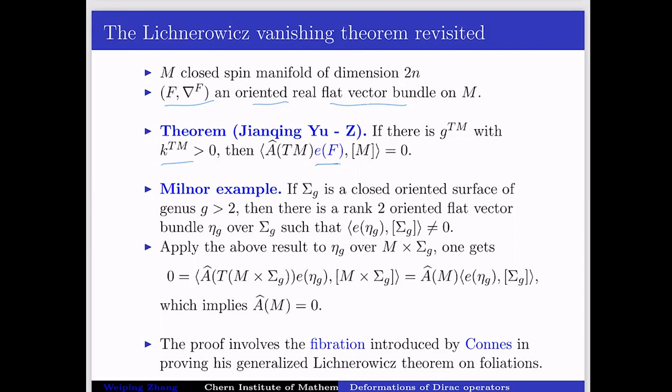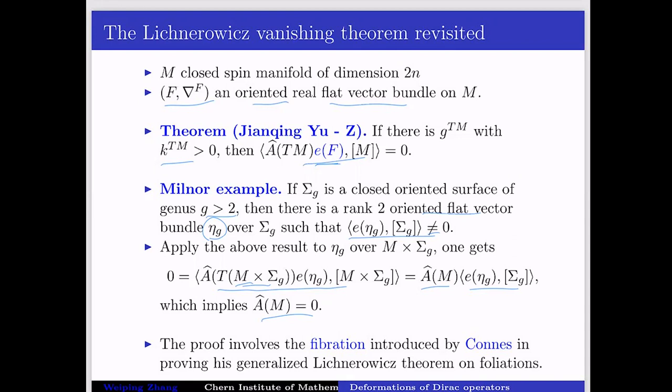So this is non-trivial because, for example, Milnor has an example that if you have a surface of genus greater than or equal to two, then there is a rank two real flat vector bundle such that the Euler class is non-zero. This is fixed because on Sigma_g there will be no metric of positive scalar curvature. So this is non-zero. And if we apply this result to M times Sigma_g, what you get should be vanishing, and then you get the product A-hat genus, and this is non-vanishing. So somehow this result is a generalization of Lichnerowicz's formula.